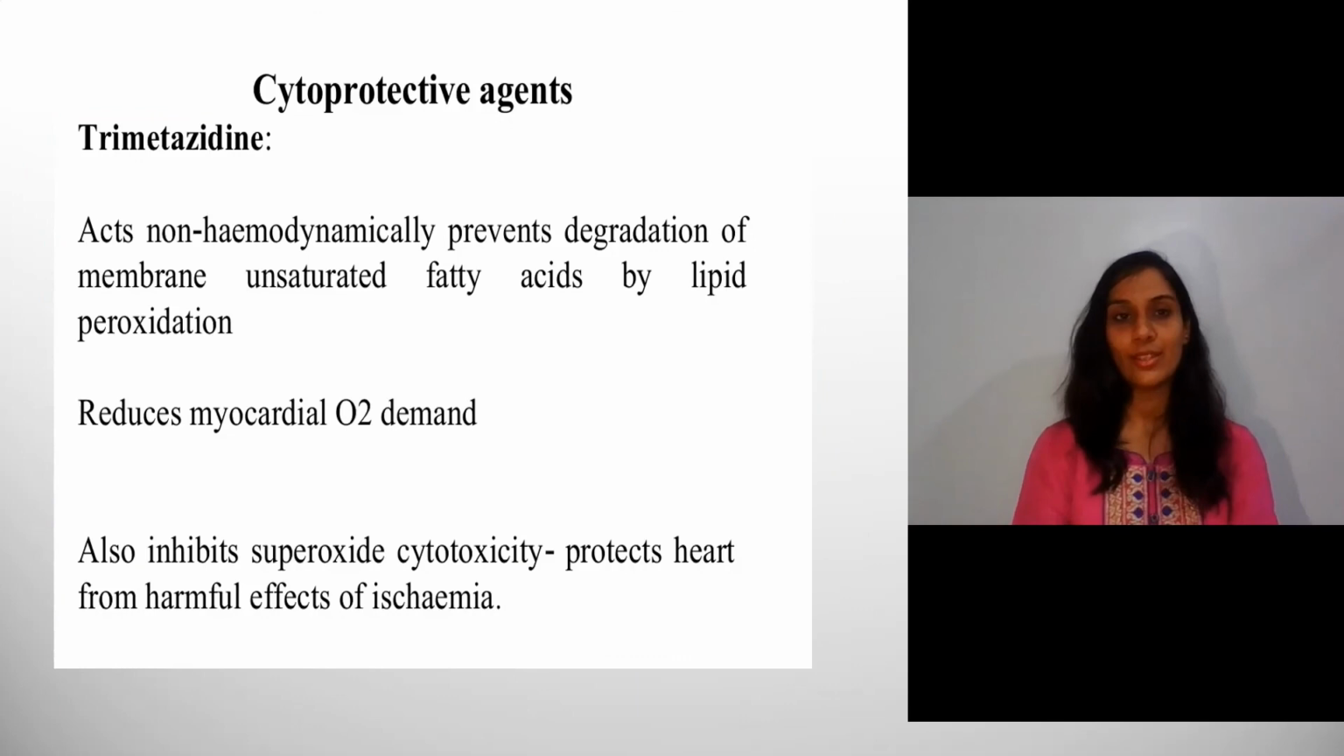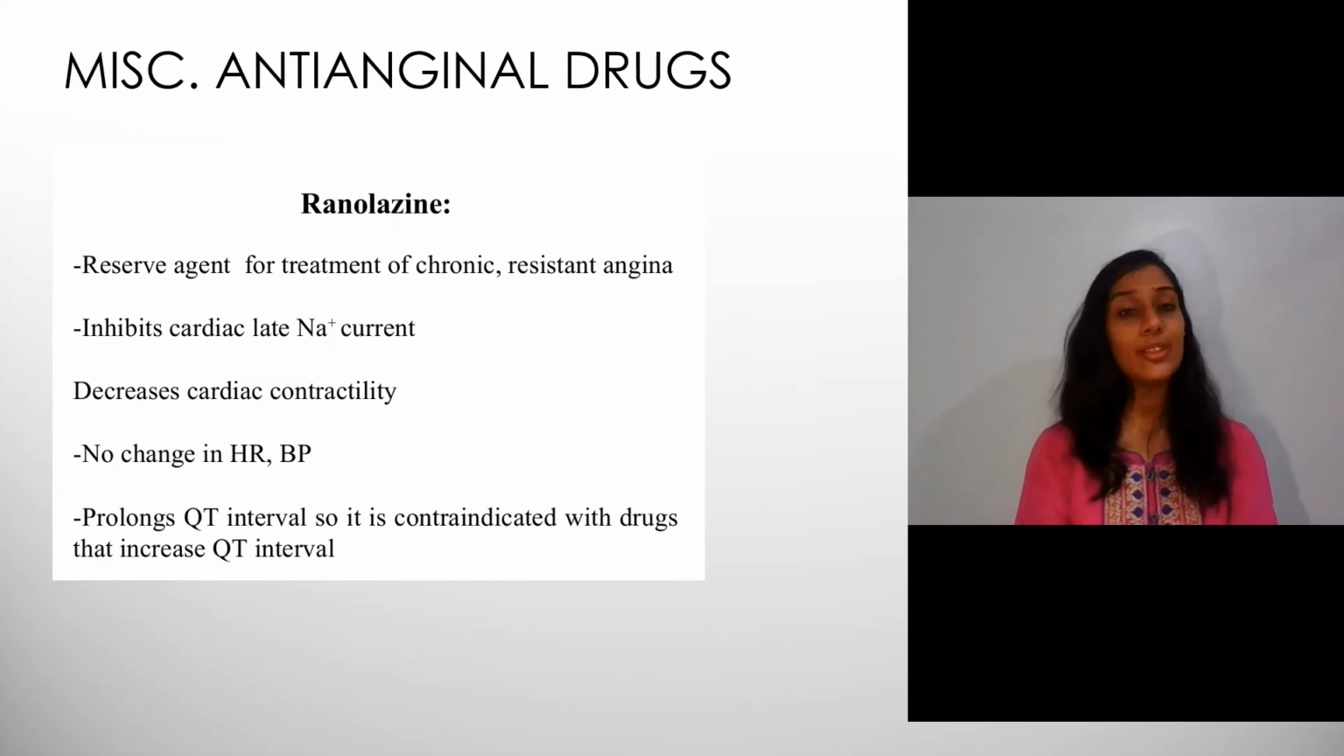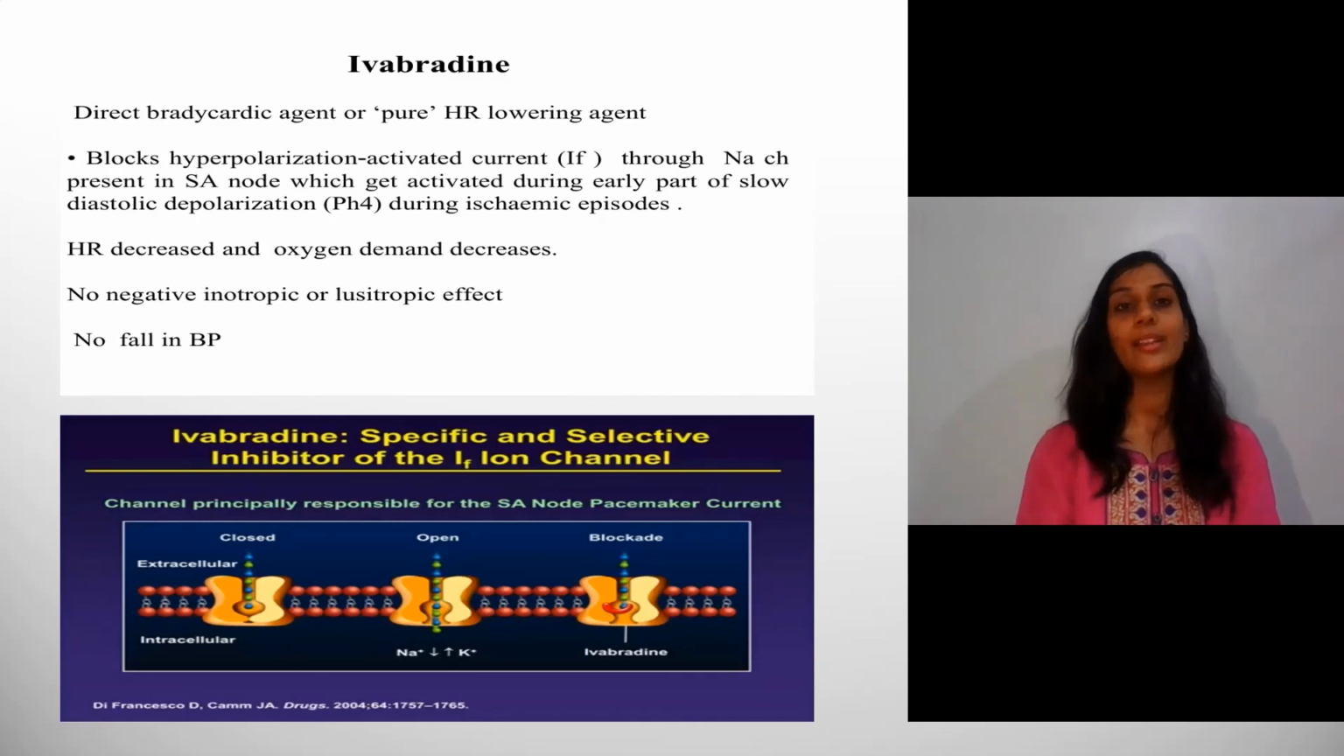Now miscellaneous agents. In miscellaneous agents, cytoprotective agents, for example trimetazidine, are used, which reduces myocardial oxygen demand. The next is ranolazine, right, it inhibits late sodium current and is used in the treatment of chronic and resistant angina. And the next is ivabradine. Ivabradine is a pure heart rate lowering agent, or you can say a bradycardic agent, right? It decreases oxygen demand and decreases heart rate.